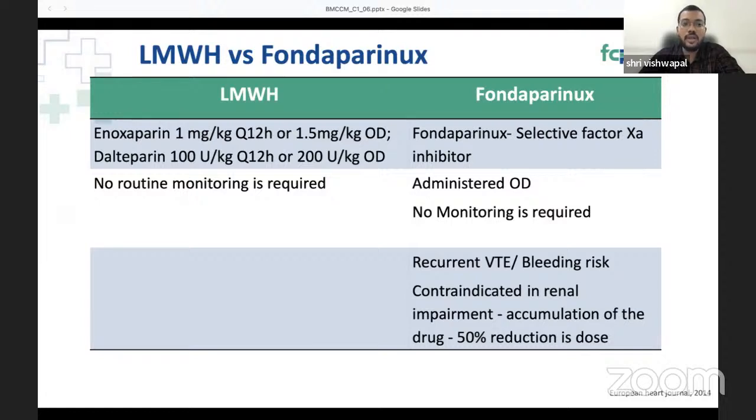Dosing of enoxaparin is 1 milligram per kg every 12 hours or 1.5 milligram per kg as a single dose per day, and for dalteparin it is 100 units per kg every 12 hours or 200 units per kg as a single dose. Fondaparinux is a selective factor Xa inhibitor, generally administered once daily. These two don't need routine monitoring, unlike heparin, but there is a risk of recurrent VTE and bleeding with fondaparinux.